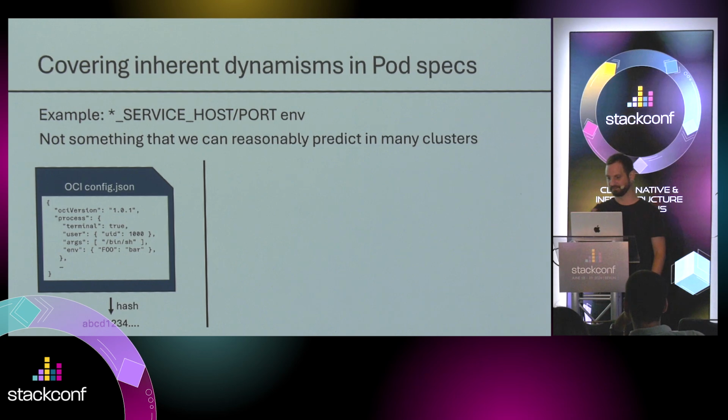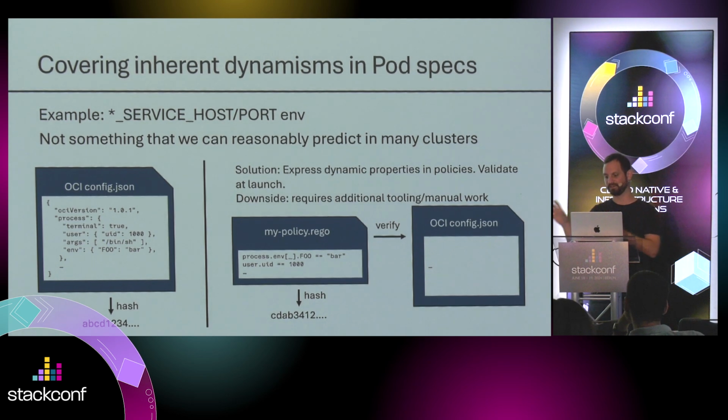And there's dynamism in pod specs that we have to cover. I won't go into detail, but it's very tricky. Every service receives a different set of environment variables. You cannot write a static measurement for all of those. You have to cover this, and the solution is essentially to write policies that try to express those dynamic aspects.